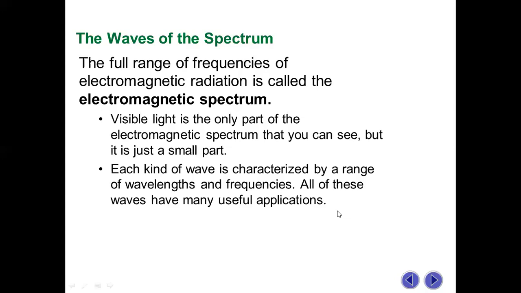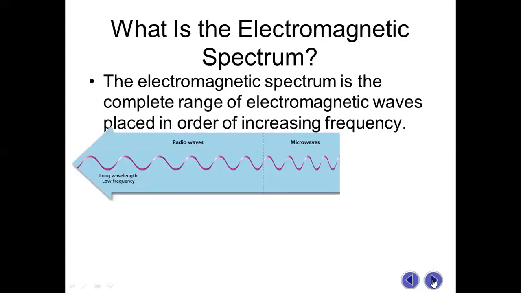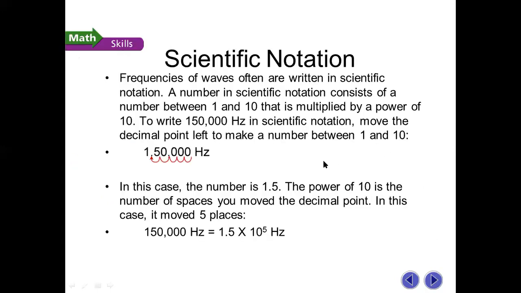What we are going to complete today. We said the electromagnetic spectrum is the complete range. This is another definition. You can use your own words to express the right definition. It's a complete range of electromagnetic waves placed in order. In order from left to right based on their frequency. And we spoke about this notation. We will not speak about it again.